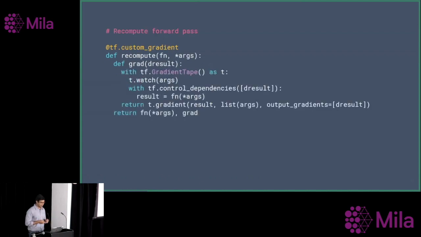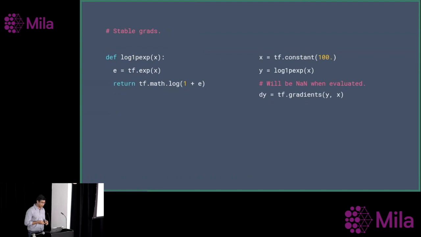Another example is if you want to recompute your forward pass when you're doing a gradient. If you're concerned about the peak memory usage of your model and you don't want to keep the activations from your forward pass around, you can define this custom gradient function which recomputes your forward function when you're doing a derivative and then uses those activations for the gradient pass. So you basically have a trade-off between performance and memory.